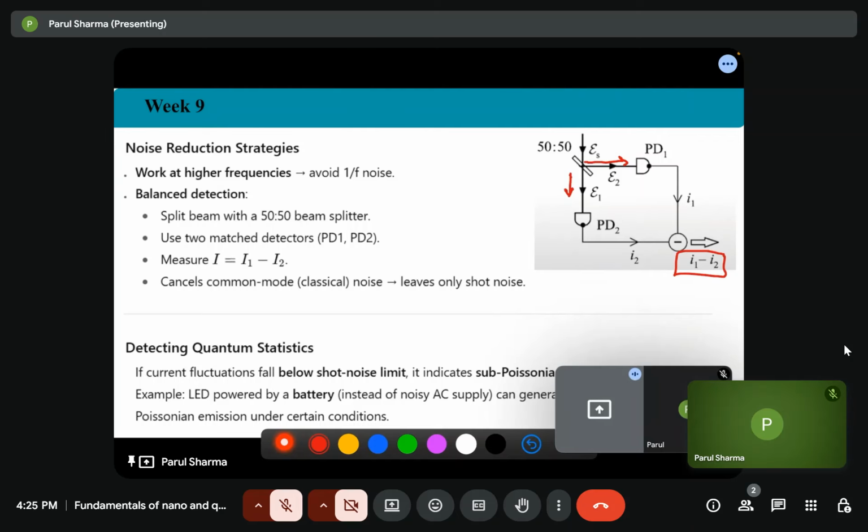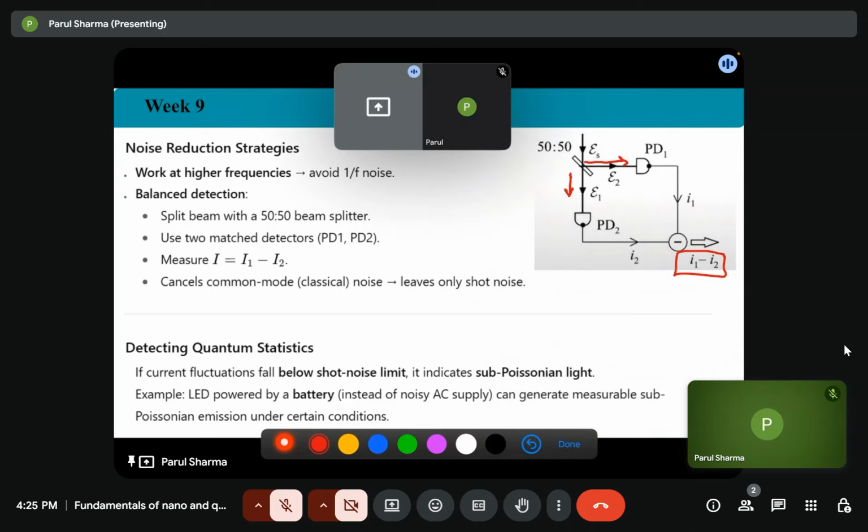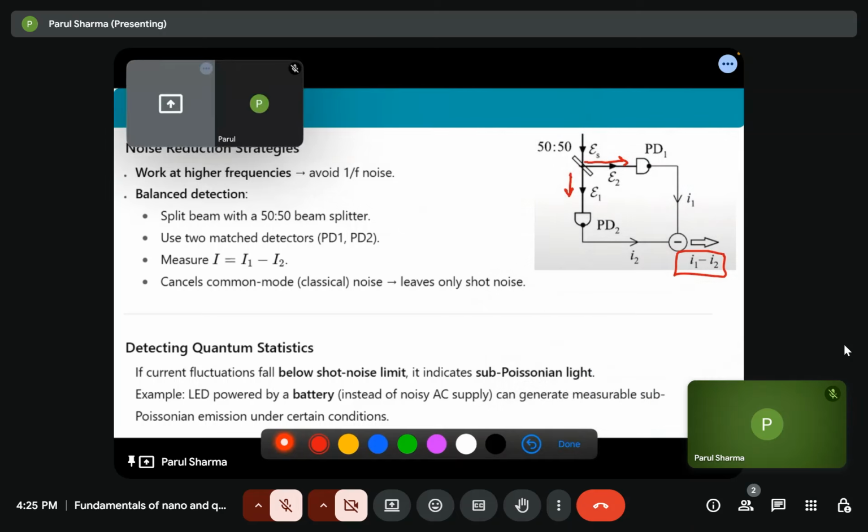So using this we can detect the quantum statistics. If the current fluctuations fall below the shot noise limit, it indicates sub-Poissonian light. For example, LEDs powered by a battery instead of a noisy AC supply can generate a measurable sub-Poissonian emission under certain conditions.